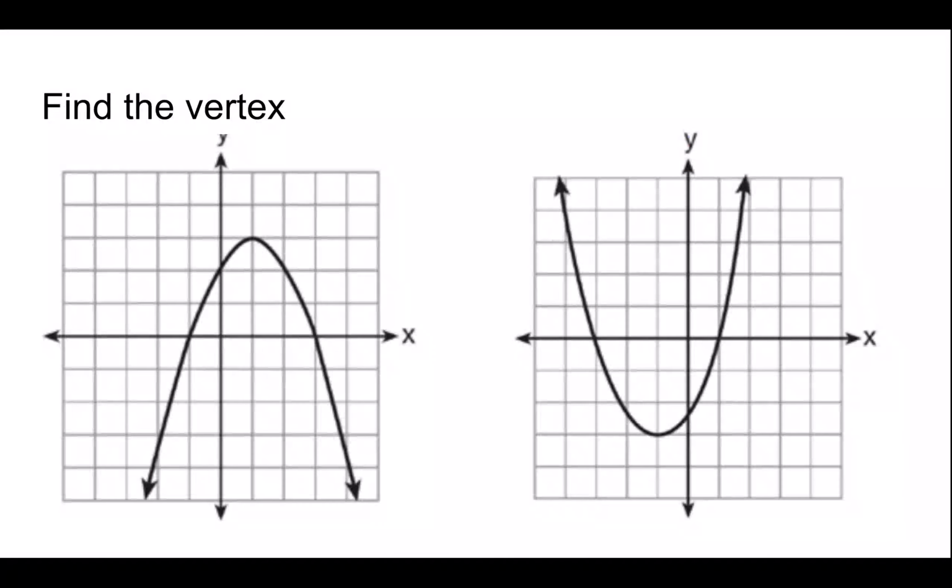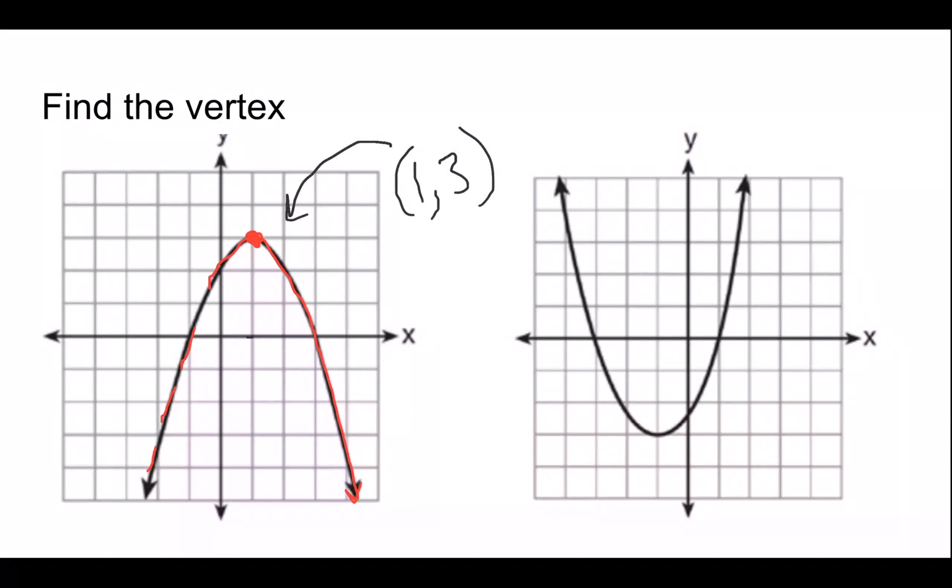In this example, I can see that the vertex is right here at this point because that's the highest this U shape goes. It keeps going up, it stops there, and then it goes back down. So the highest point is right here. We just look and see what point that is. So I'd go over 1 and up 1, 2, 3. That point would be at (1, 3).